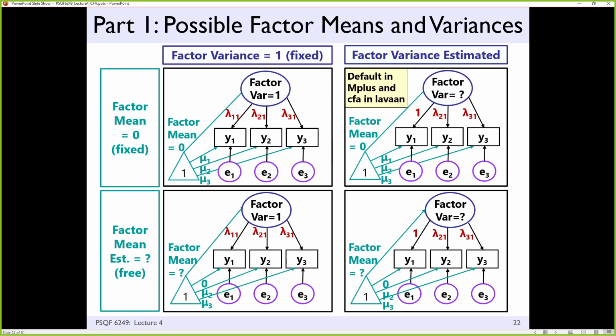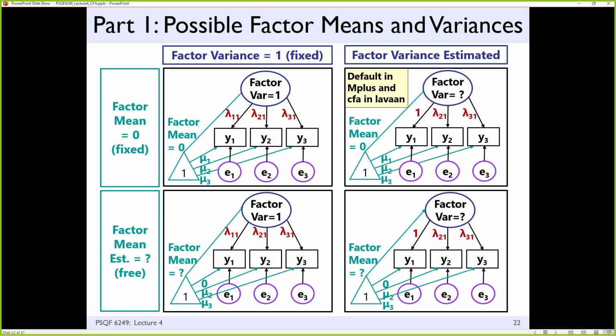Okay, how are we doing? That's only half the battle, though. There are 2 sides to every model. Model for the means, model for the variance, that's just the variance side. On the other side, the factor mean, you can either set it to 0 or you can have one of the intercepts be set to 0 instead.